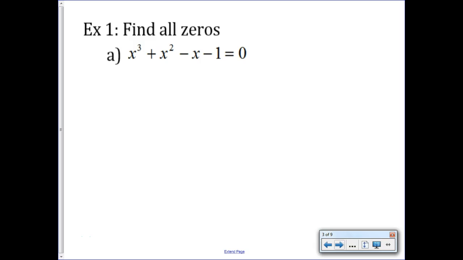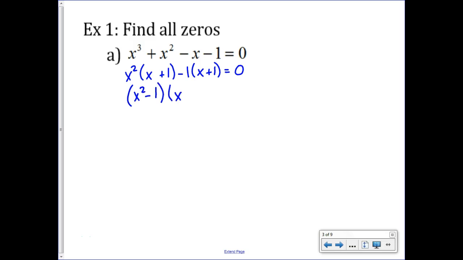So if I factor by grouping, I group the first two, then I have x squared, and then I have x plus 1 left over. Then I group the second two, I have -1, and I have x plus 1 left over. And I set that equal to 0. So I have x squared minus 1, and x plus 1. And then x squared minus 1 is one of my special cases. That's x plus 1, x minus 1, and then I still have x plus 1. Okay, so then we have 3 zeros there.